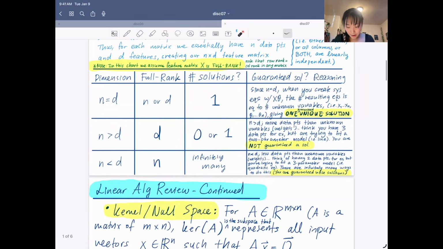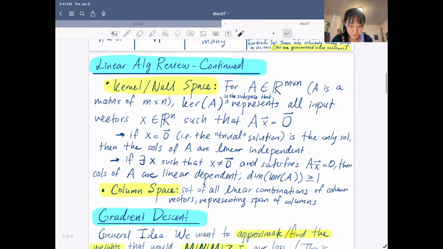Okay, lovely. Now, continuing on with linear algebra review, recall what the kernel or null space is. For some matrix A of dimensions m times n, the kernel space of A is a subspace that represents all input vectors x such that A times x is equal to 0. Basically, the matrix A maps all of these vectors in the kernel space to the 0 vector.